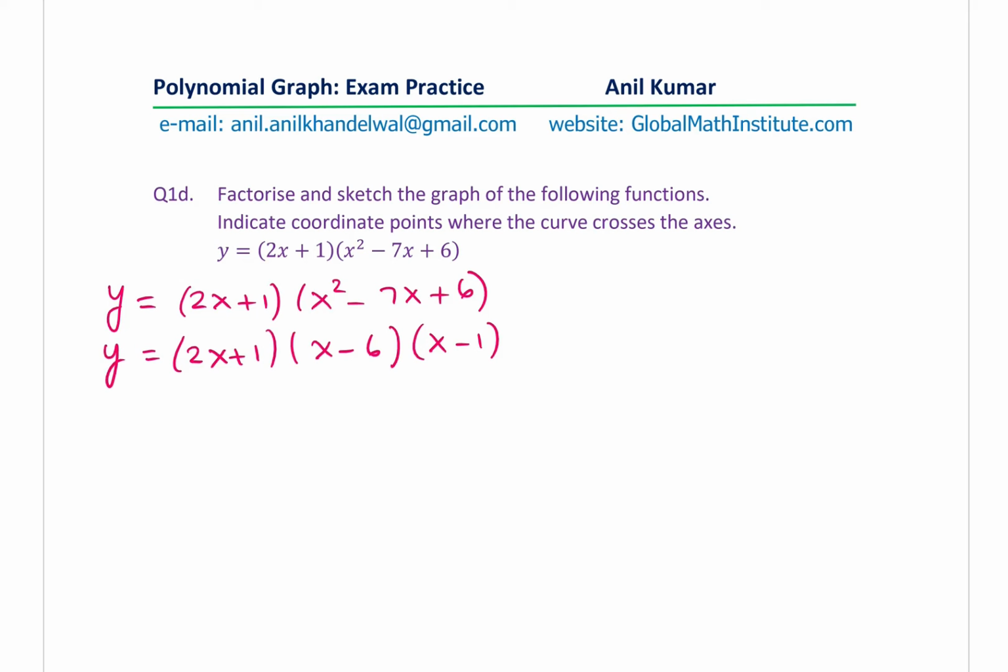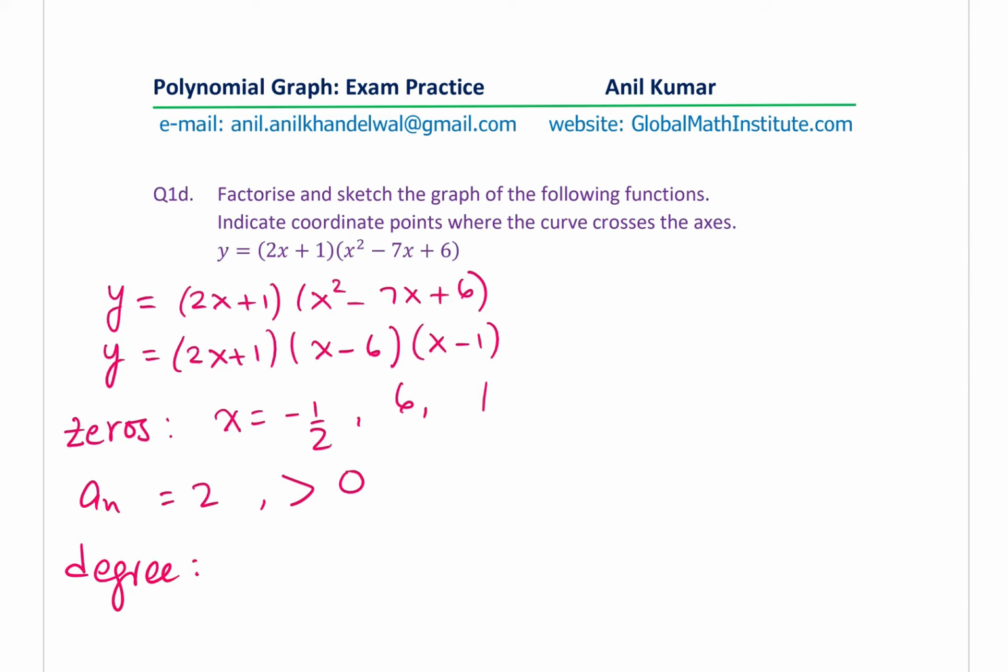So what we get here is three linear factors. So let's write down the zeros first. Zeros are at x equals to minus half from the first factor, 6 and 1. So those are the three zeros. Now the leading coefficient a is 2 in this case, plus 2, right, which is greater than 0. So we have degree as 3. So it is odd degree. That means opposite ends. Correct? Greater means right up.